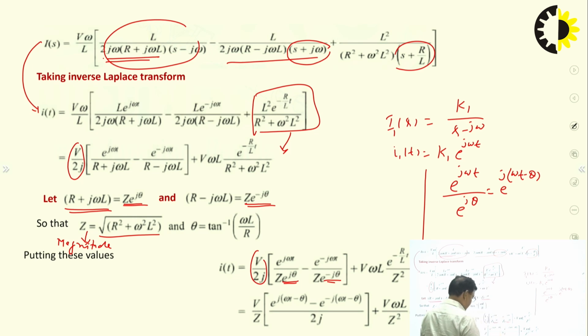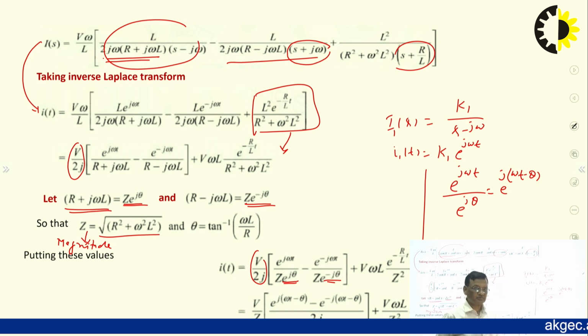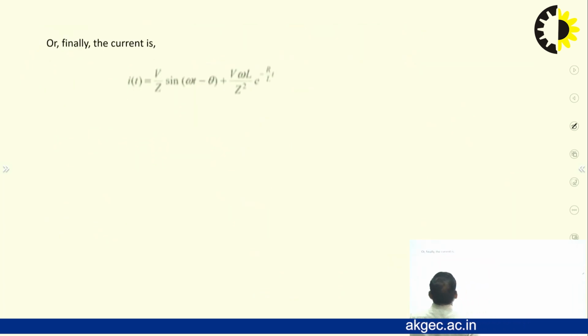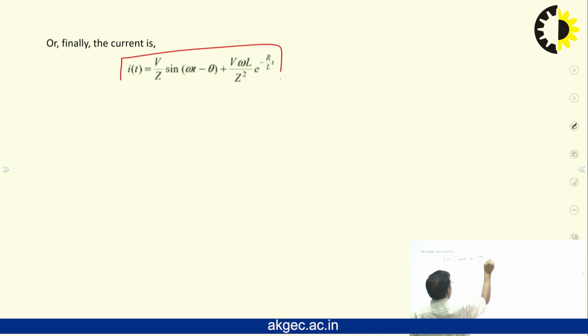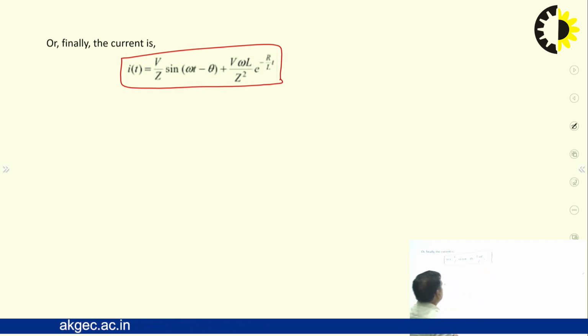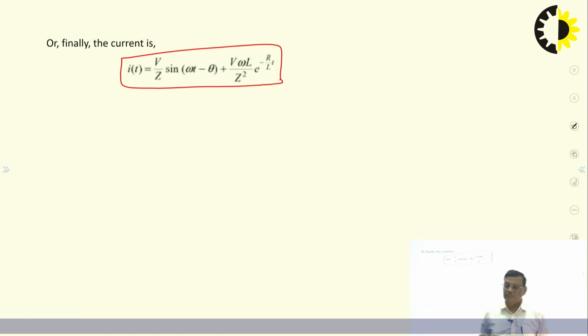So what is this? We can express sine and cosine in terms of exponentials. So basically this is the sine. So it is equal to v upon z sine omega t minus theta plus v omega L upon z square e to the power minus r upon L into t.